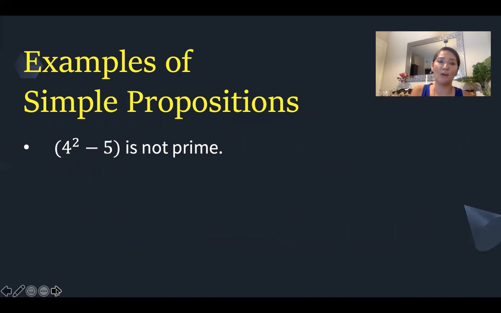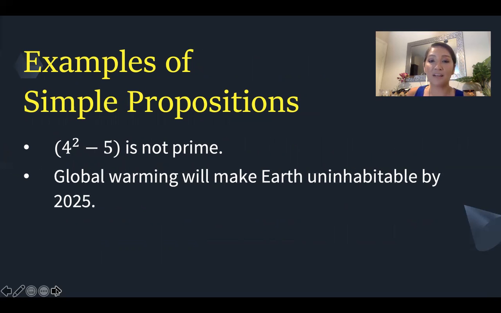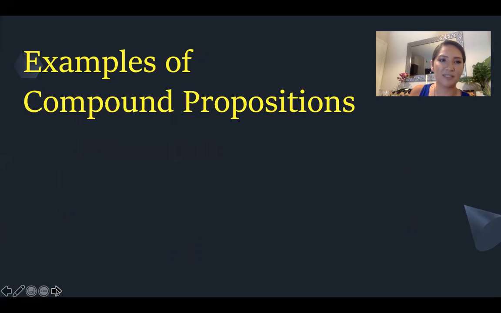Well, it's telling me just one thing. It's telling me 11 is not prime. It's wrong, but it's telling me one thing. Since it's only telling me one thing, we call that a simple proposition. Global warming will make Earth uninhabitable by 2025. It's also only telling me one thing, so it's simple. The sky is blue, telling me one thing, so it's simple.